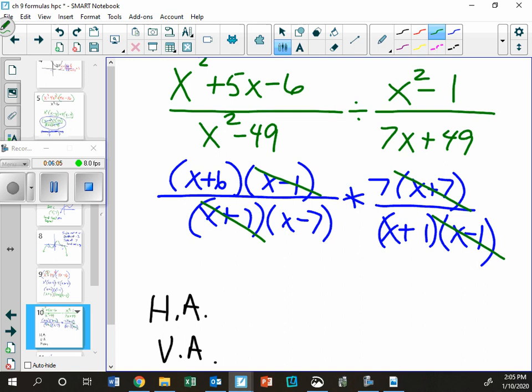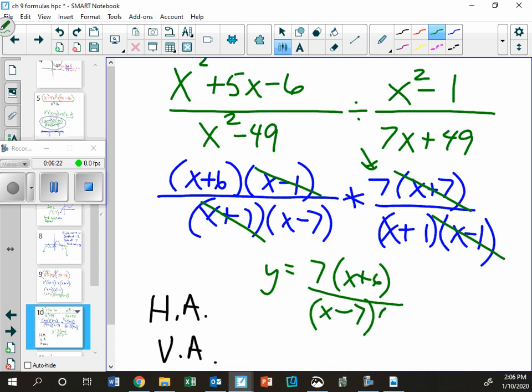Another one. So what's left is this equation: y equals 7, don't forget the 7, times x plus 6. Some people say, didn't that 7 cancel over here? No, there wasn't a 7 on the bottom, so that never canceled. So it's still there. And then there's an x minus 7 on the bottom and an x plus 1 on the bottom.